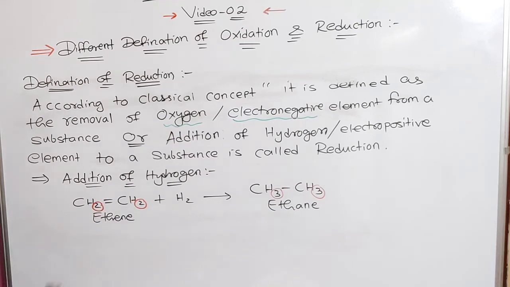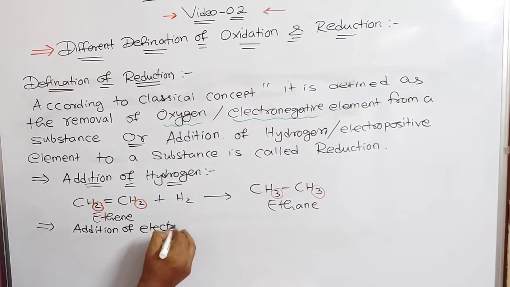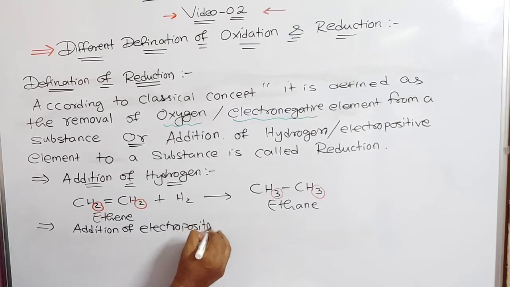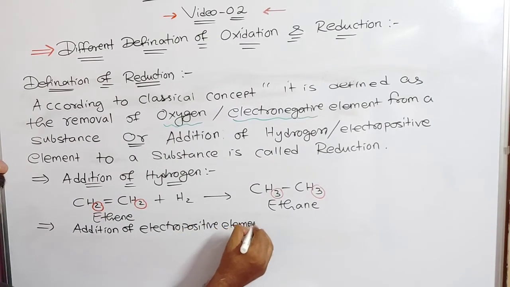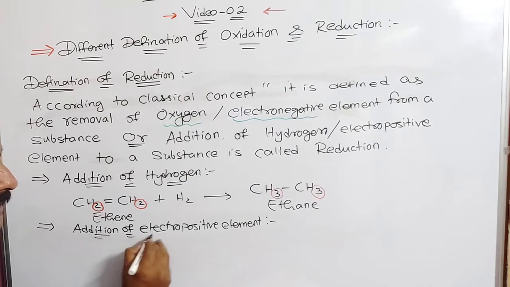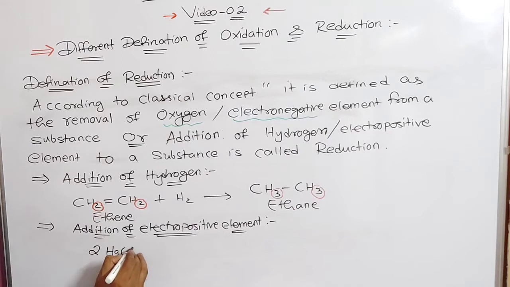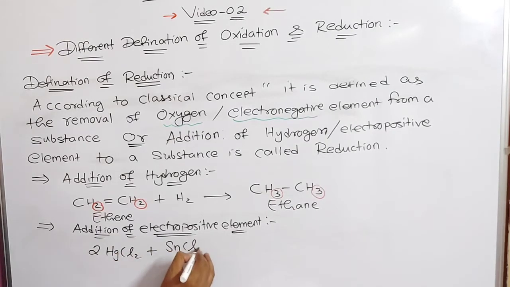Now the next example we will see. The next example is addition of electropositive element. Now, addition of electropositive element, when we say it in this case, one nice example is there. You can see here 2HgCl2, mercuric chloride, plus stannous chloride, SnCl2. This is stannous chloride. This is mercuric chloride.